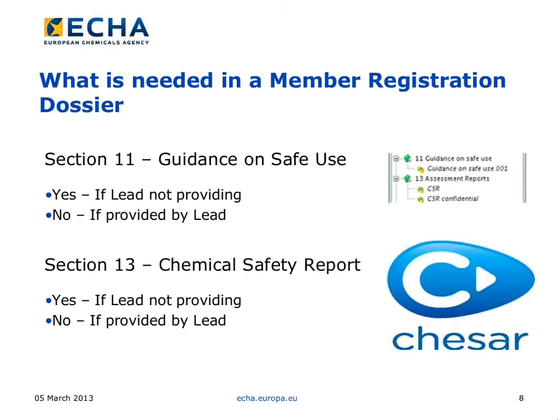You also need section 11, guidance on safe use, if the lead is not providing this section on behalf of its members, so then the members have to provide that by themselves. And that is also the case for section 13, which is the chemical safety report. Again, if the lead is providing it on your behalf, then you as a member do not need to provide that.